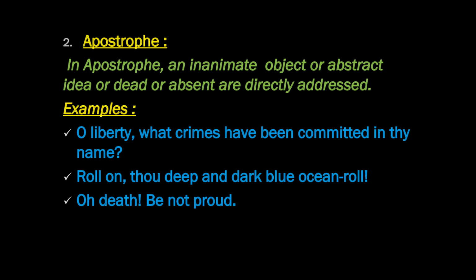Example, O liberty, what crimes have been committed in your name? Roll on, thou deep and dark blue ocean, roll. So here also you are talking directly. The poet is directly addressing the ocean. And in the third example, O death, be not proud. This is a very famous and popular example for apostrophe. Here death is directly addressed and the poet is directly talking to death and he's telling death not to be proud. I hope you all have understood apostrophe.